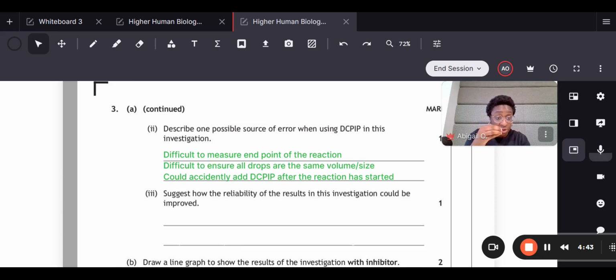Okay, that's because you're using a dropper to decolorize something. Again, you're looking at a reaction and looking to see the reaction's ended by a color change, and that's completely something that you're judging by human error. Number 2, it's difficult to ensure that all the drops are going to be the same size or the same volume. And the third thing you could say is that you could accidentally add DCPIP after the reaction's actually started to make it so it's not really as valid as it could have been otherwise.